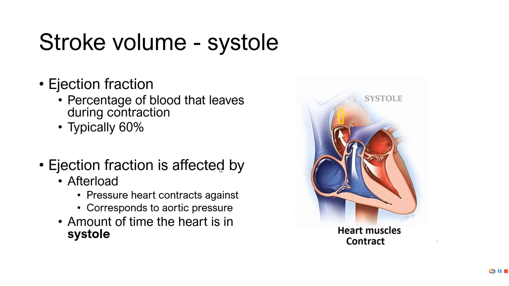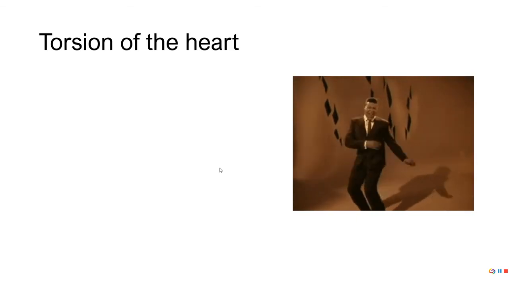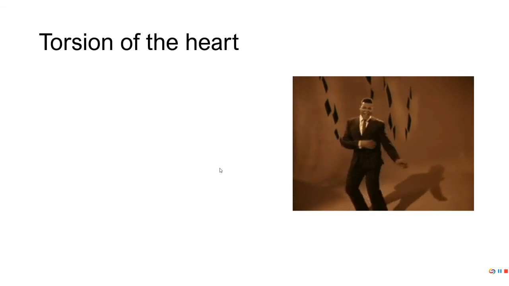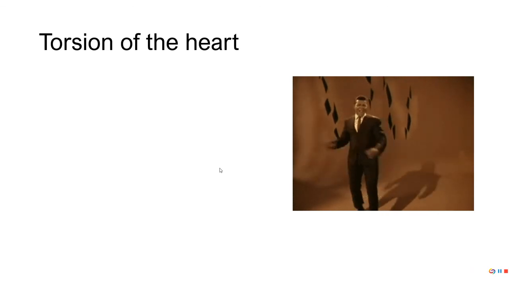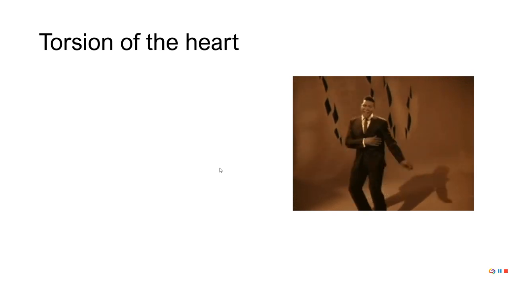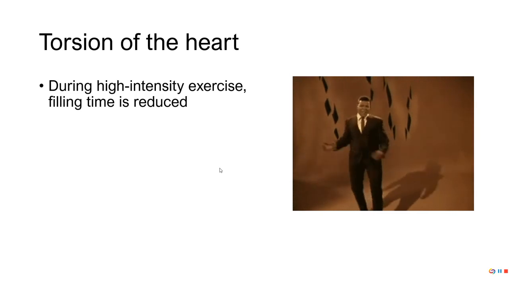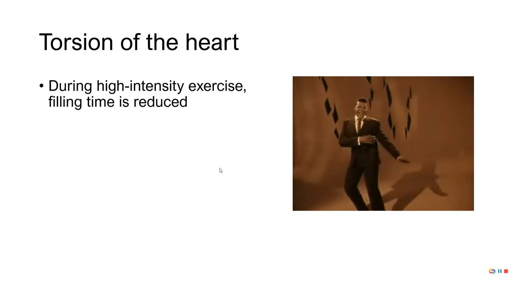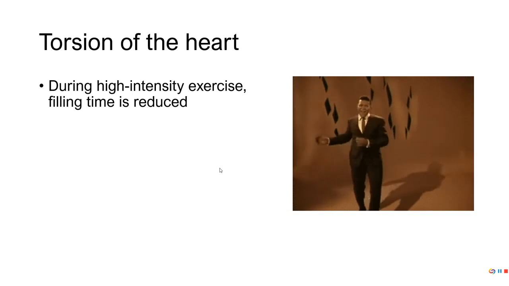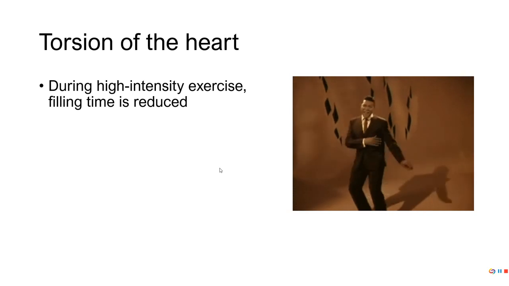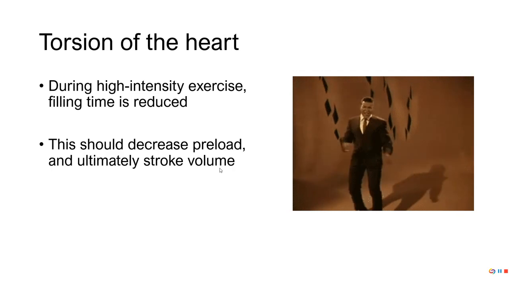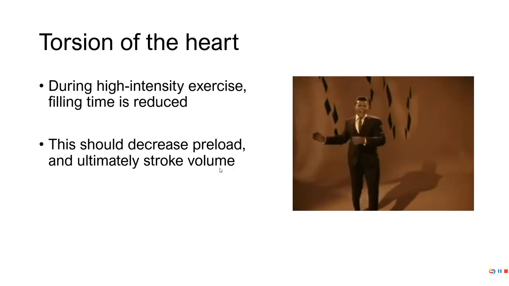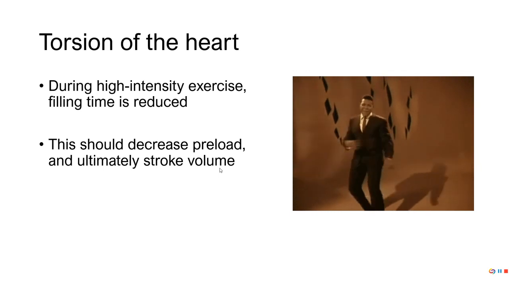And so this leads to torsion. Torsion is just twisting. So here we've got Chubby Checker doing the twist. You might not know this, I don't talk about it in my physiology class, I'm sure that there are people that do, but when the heart contracts, it twists. Now, during exercise, that filling time is reduced, and this should decrease preload and ultimately decrease stroke volume. If you've got less time for the heart to fill up, then there's going to be less blood in the heart, which means less blood can be ejected.